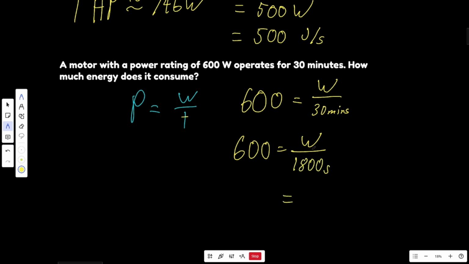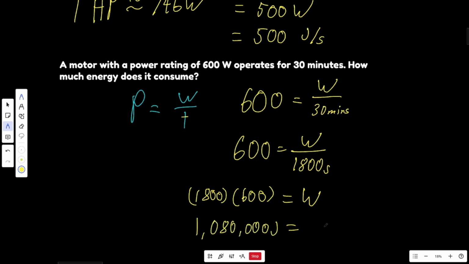And to isolate work, we're just going to have to multiply 1,800 to both sides. So 1,800 times 600 here is equal to 1,080,000 joules. So 1,080,000 joules of work.